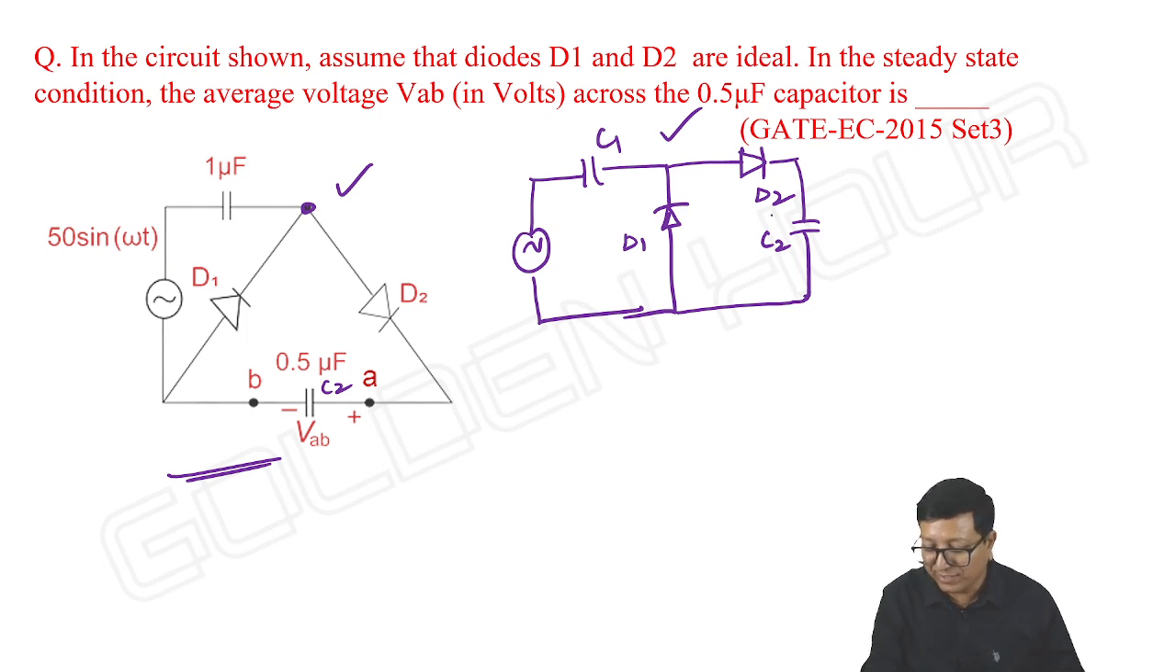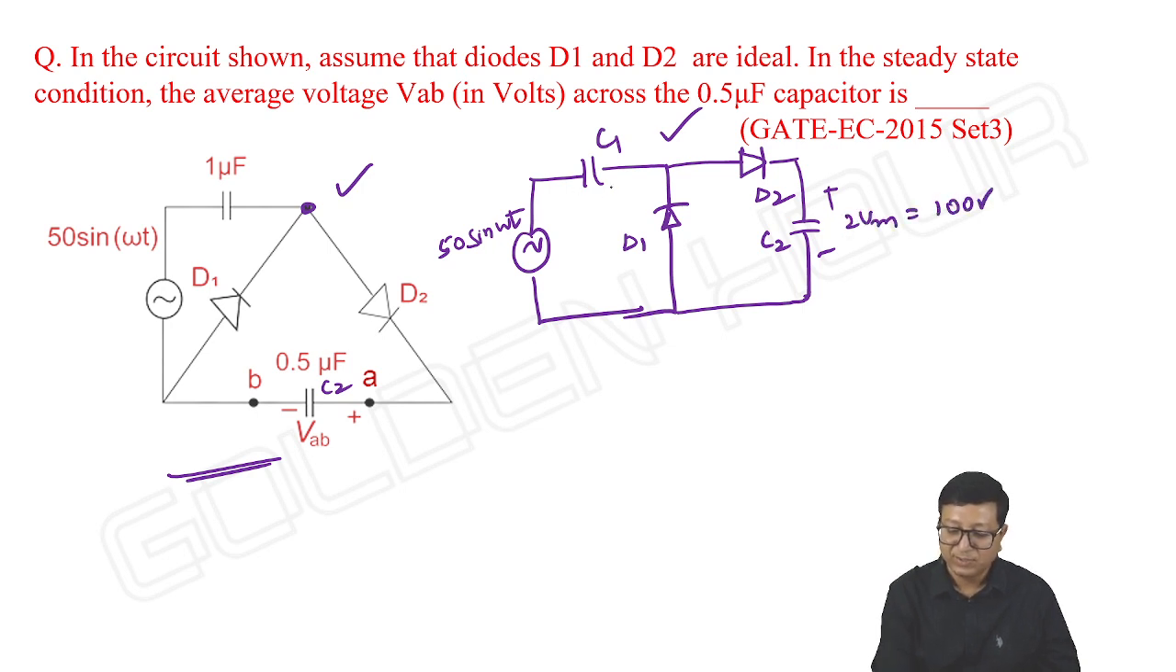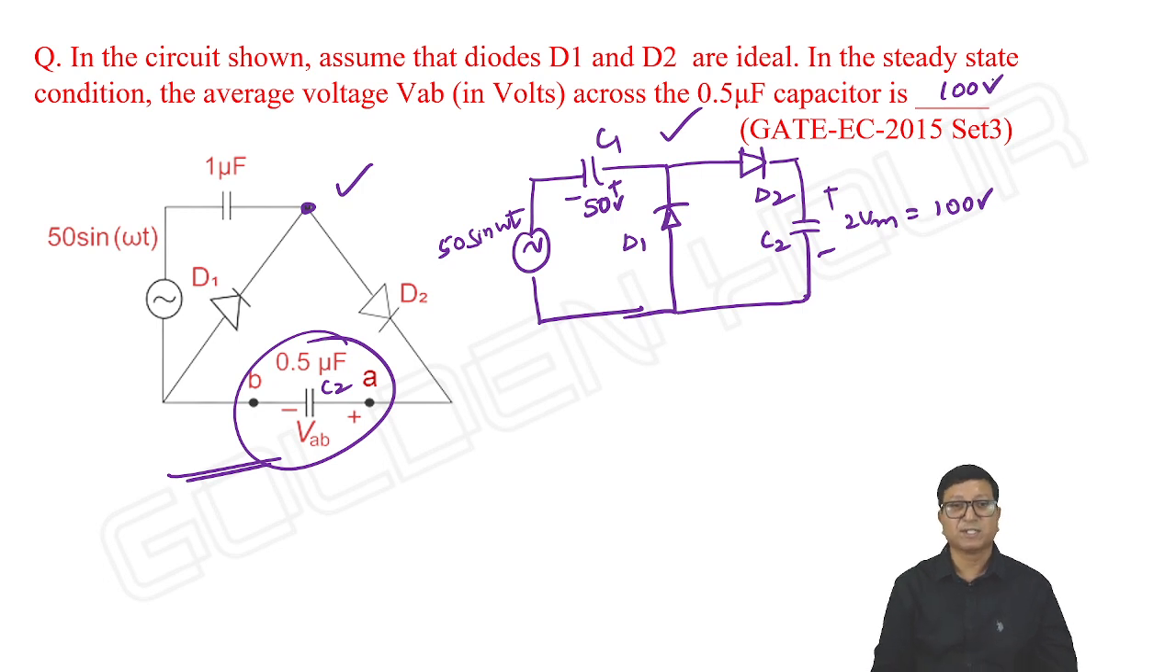Is it not a voltage doubler? The input is 50 sin omega t. So it will charge up to 2 Vm, that is 2 into 50, 100 volts. This will charge up to 50 volts with polarities from right to left. That's it. So across the 0.5 microfarad, it is 100 volts. A very, very simple question. The students will be simply scared by looking at the circuit, but nothing is there. It is our regular voltage doubler circuit.